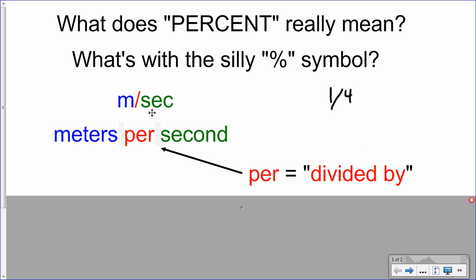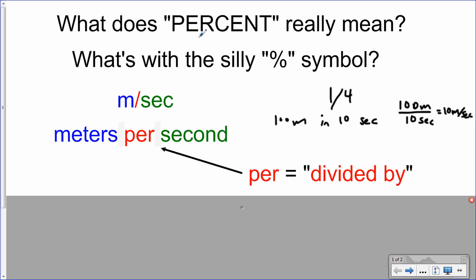Meters per second is a rate. It tells you how fast you're going. Say you go 100 meters. Let's say you went 100 meters in 10 seconds. To find out how fast you were going, you would take 100 meters and divide it by 10 seconds. And you would get 100 divided by 10, you would get 10 meters per second. Meters divided by seconds equals meters per second. So per means divided by.